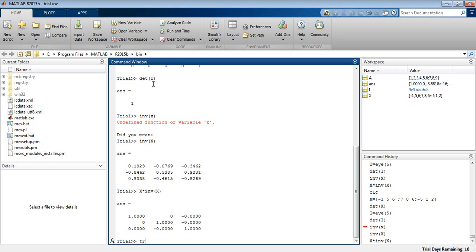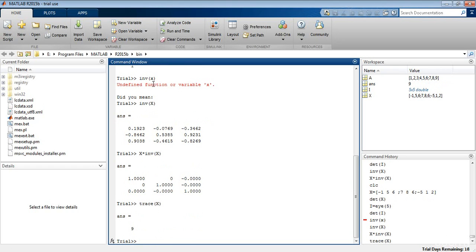For example, assume that we want to know the trace of matrix X. Only type trace X and press enter. As you see, the output of this command is only a number.